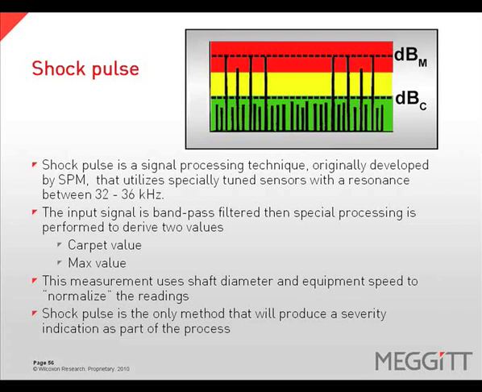Shock pulse is a signal processing technique originally developed by SPM that utilizes specially tuned sensors with a resonance between 32 and 36 kilohertz. The input signal is bandpass filtered, and then special processing is performed to derive two values, a carpet value and a max value. This measurement uses shaft diameter and equipment speed to normalize the readings. Shock pulse is the only method that will produce a severity indication as part of the process.